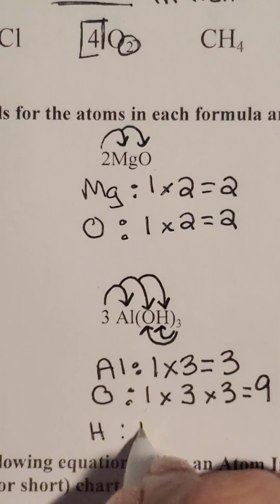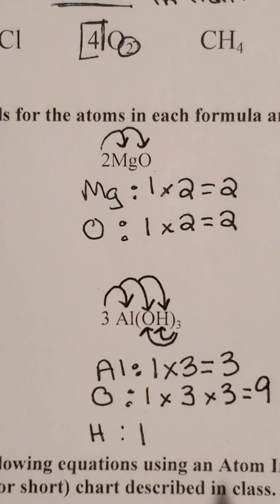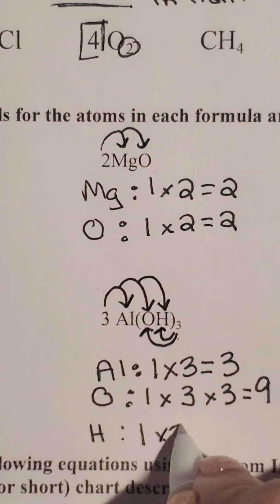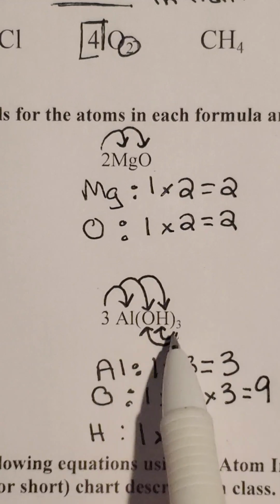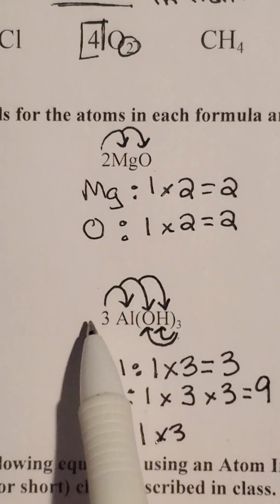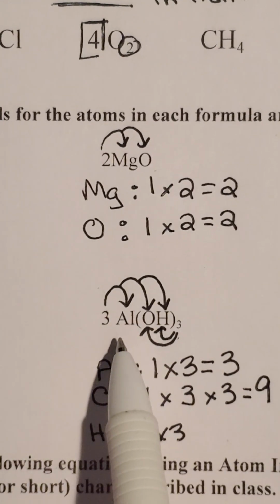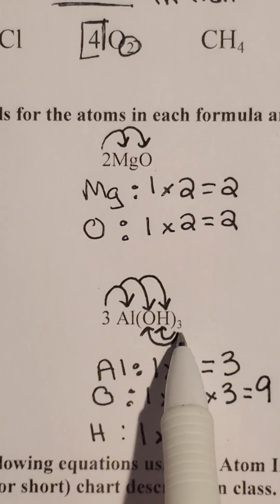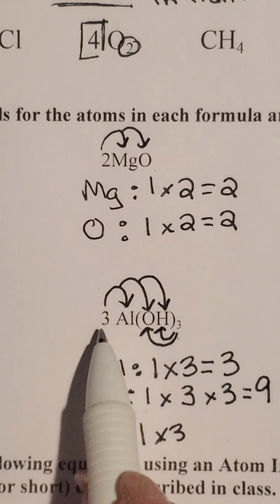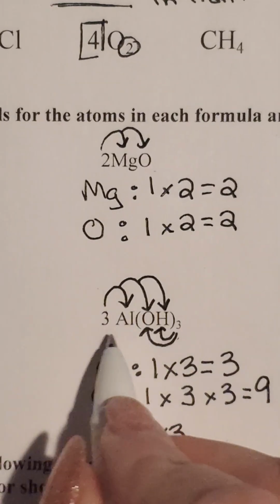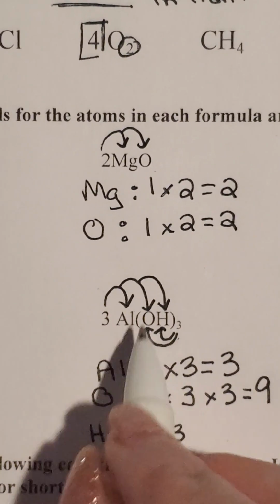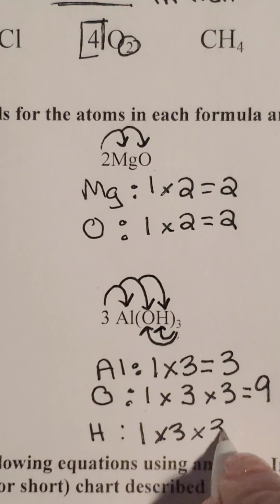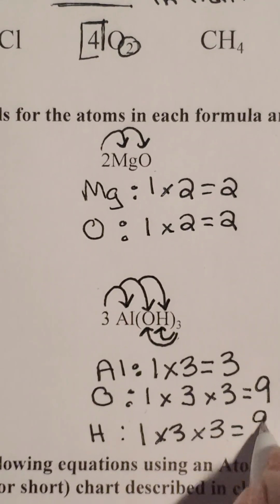Hydrogen originally had 1. The 3 afterwards means that I have 3, and the reason I am including that is it is inside the parentheses. Remember, aluminum was not inside the parentheses, so it did not get multiplied by this subscript. Everything in this chemical, aluminum hydroxide, or Al(OH)3, gets multiplied by the coefficient, so it also still gets multiplied by the coefficient for a total of 9.